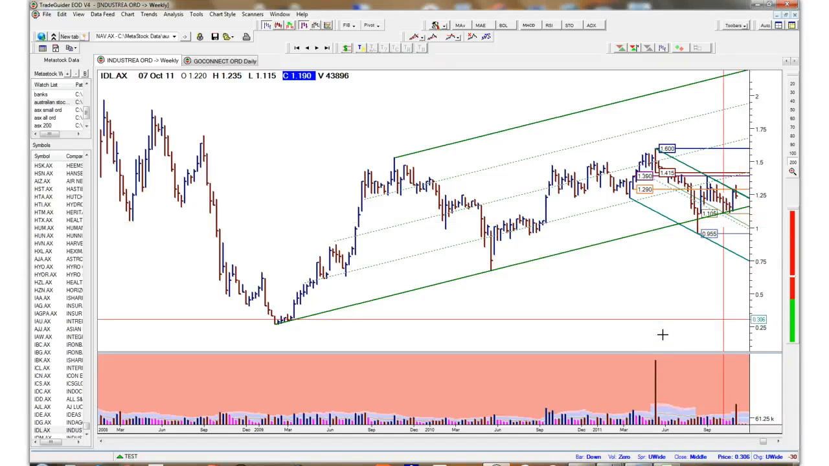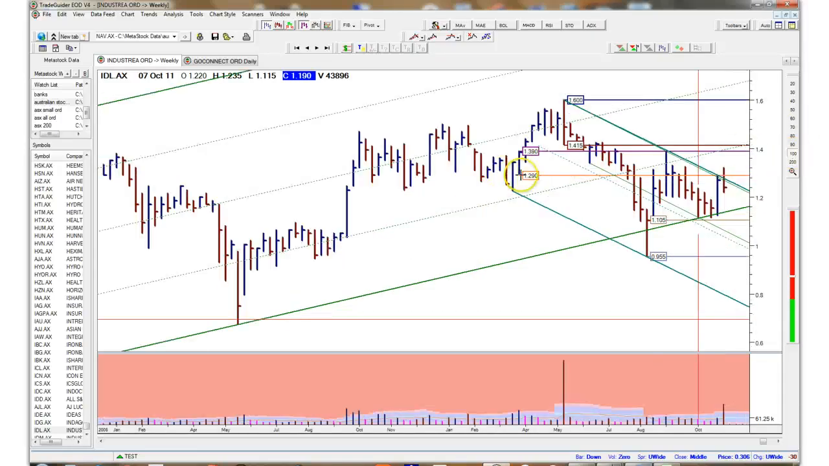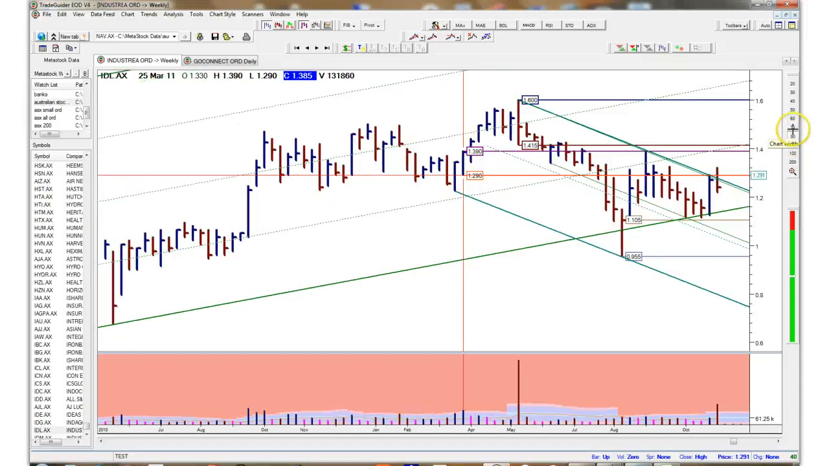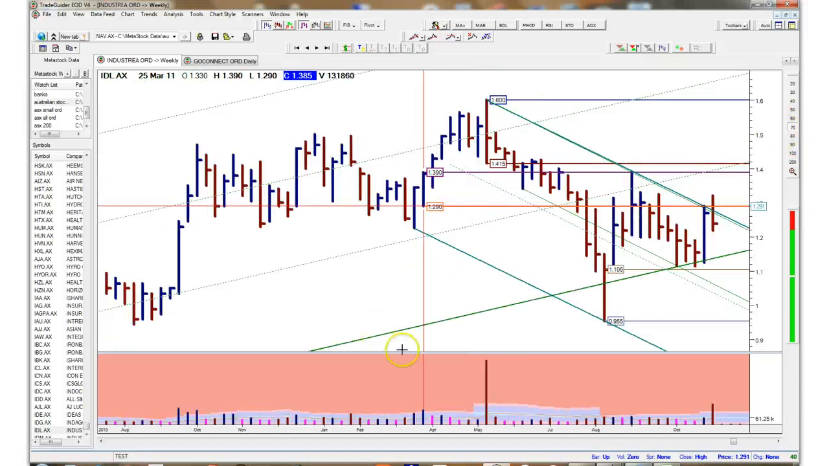Okay, this is IDL. I'm just updating from last week. We've got our longer term uptrend channel here, which we breached briefly and found a bit of support on. So we'll just zoom in on that. I've marked off some high volume bars as important areas of support and resistance.